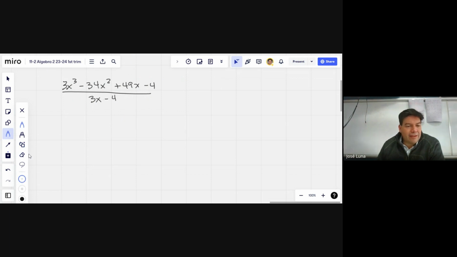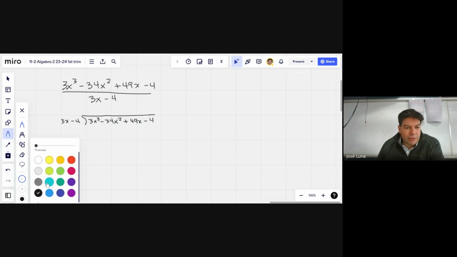Okay, so we set it up the same way. We put the divisor, 3x minus 4, and here we put the dividend, 3x cubed minus 34x squared. You have to make sure that they are in order. In this case, I know they are, but if not, you need to make them in order. And we proceed the same way.